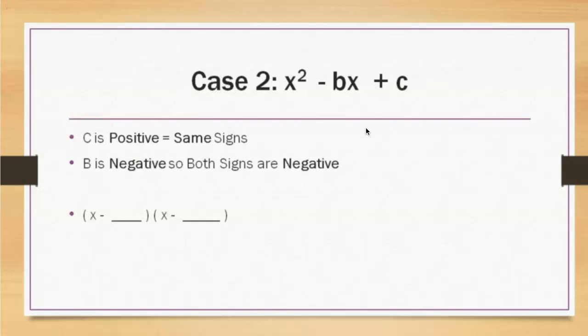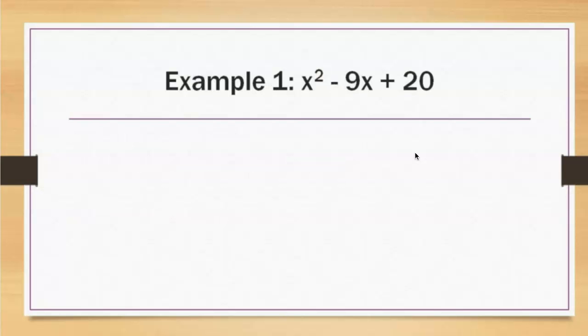So that's case 1. Case 2 is a negative in the middle and a positive at the end. So if you have a negative in the middle and a positive at the end, both factors are negatives. So a negative in the middle and a positive at the end says both are negative. So you have x squared minus 9x plus 20. So you need two numbers that multiply to 20 and sum to negative 9. Since they're both negative, that'll be 5 and 4.